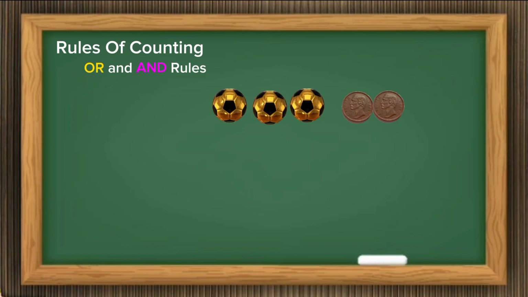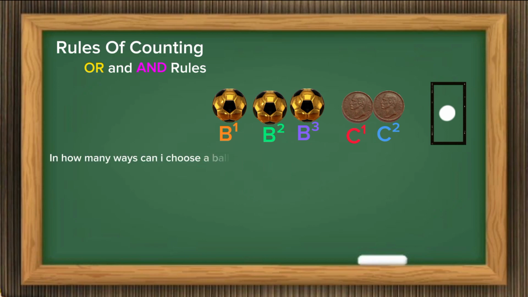Suppose I have a set of 3 balls and 2 coins. For better referencing, let us label the balls B1, B2, and B3, and the coins C1 and C2. Suppose I have a box in which I want to place one of these items. Let us look into the number of ways in which I can place one ball in the box.